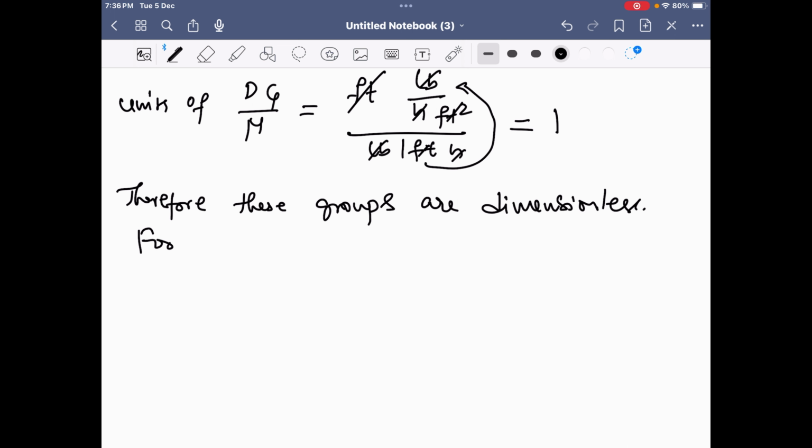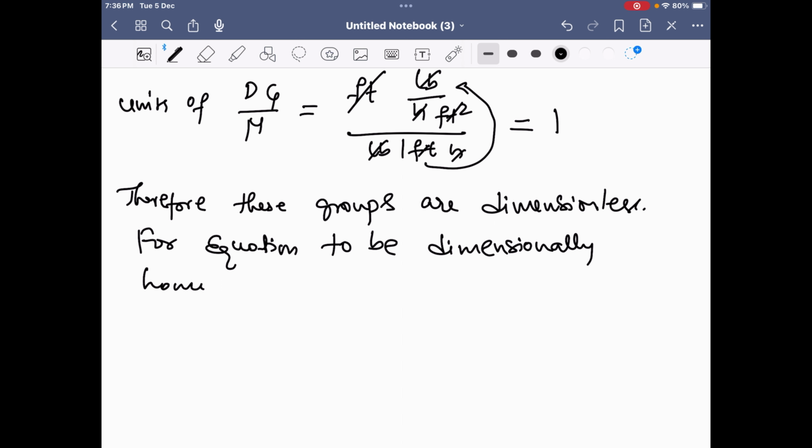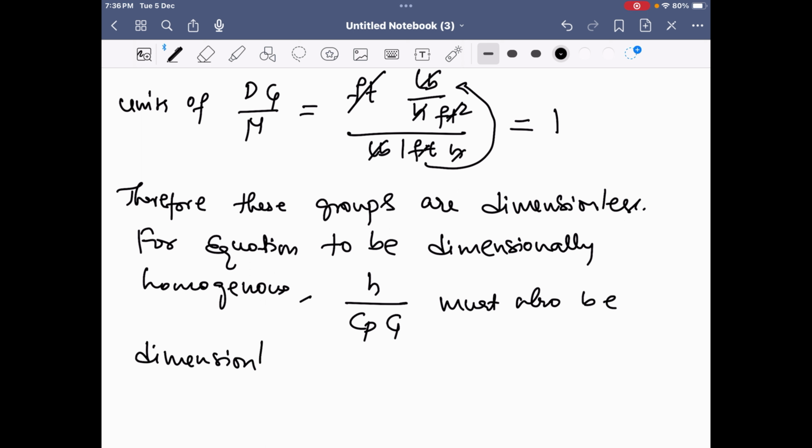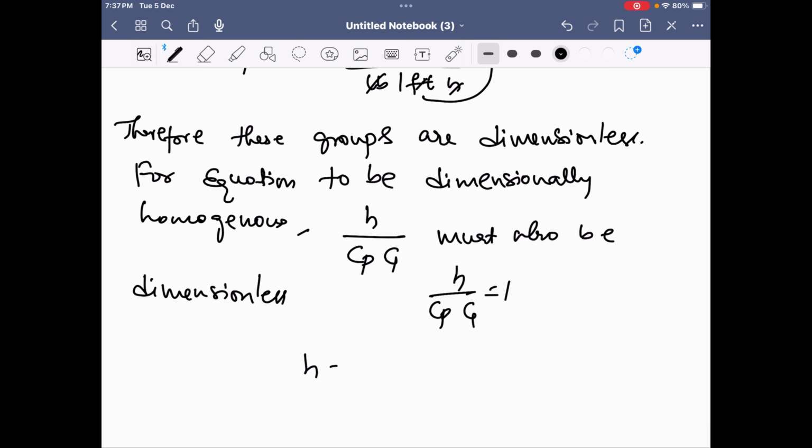So, for the equation to be dimensionally homogeneous, this H by CPG, this particular term must also be dimensionless. So, based on this fact we can easily understand. So, what happens, H by CPG is equal to 1, we can easily rearrange this. So, H is equal to Cp into G.